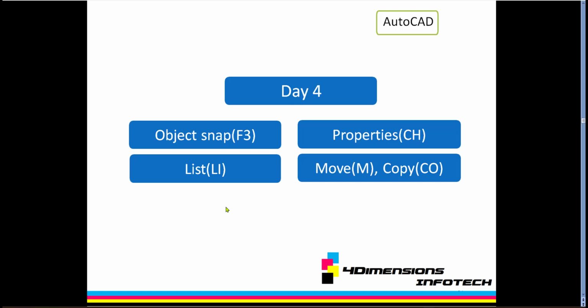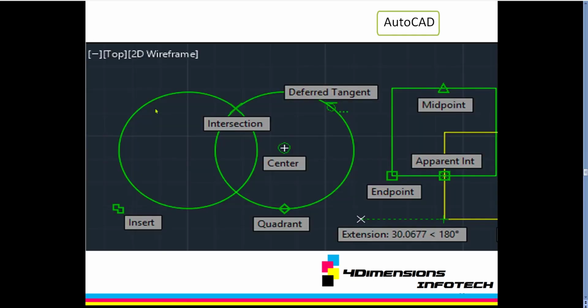Hello, in day 4 we are going to learn the commands like object snap, properties, list, move and copy. Object snap snaps the object's points like insert, intersection, tangent, center, quadrant, midpoint and endpoint, etc. Let's learn this command now.